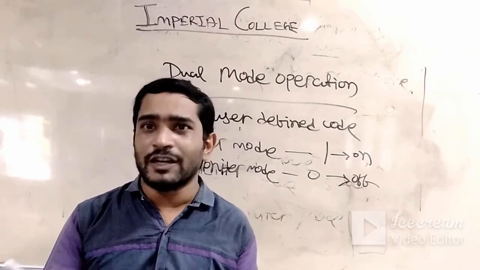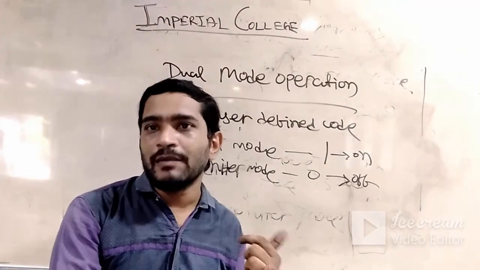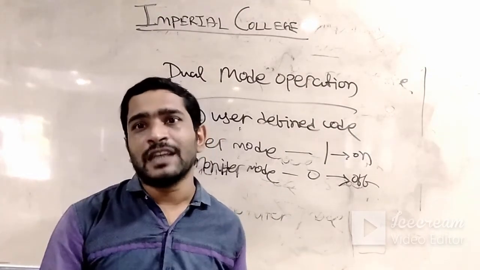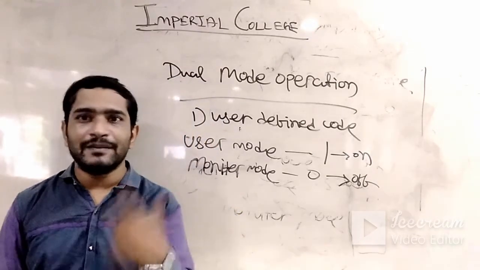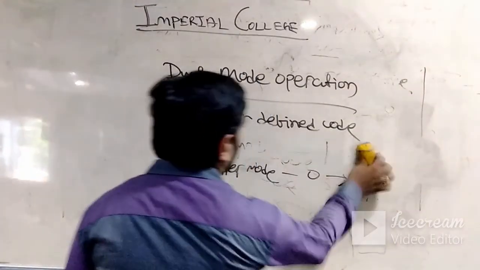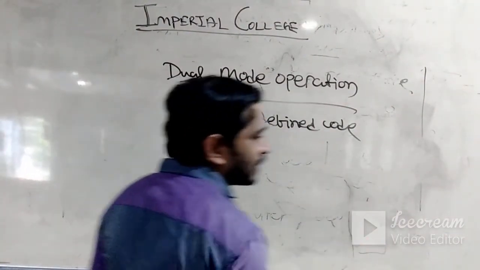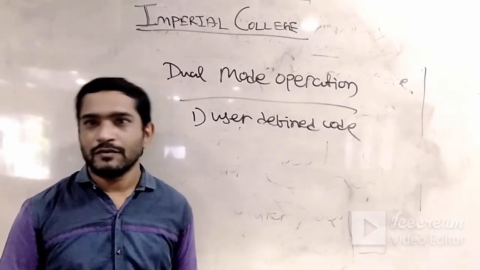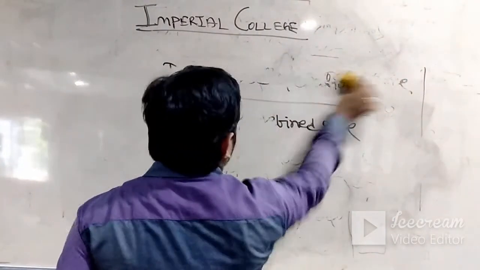Dual mode, two state operation. One mode user, one mode monitor. In a normal way user, in critical way system. How can you recognize? Signal 1 user, 0 monitor. So depending upon the signal, you can recognize the mode of operation. So this is all about your dual mode operation and interrupt.